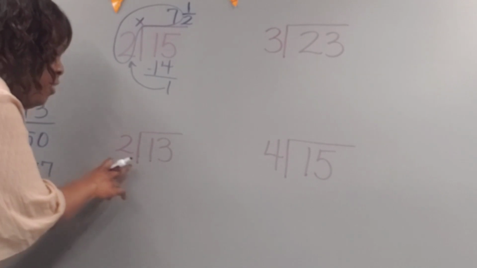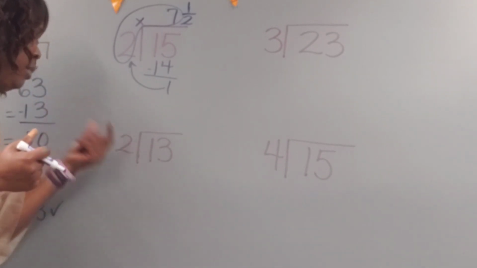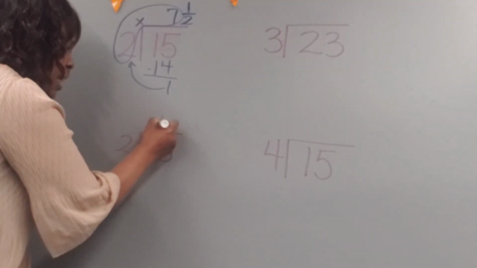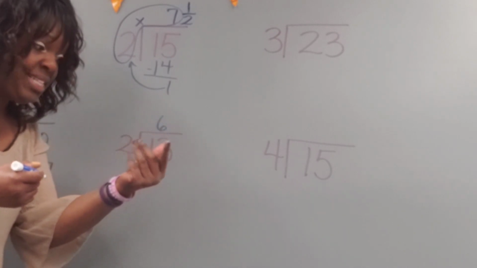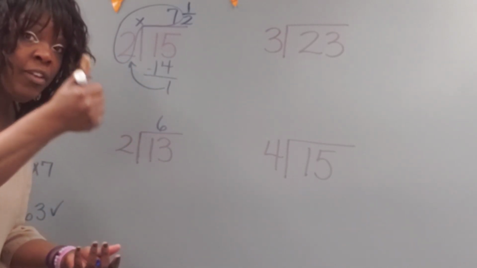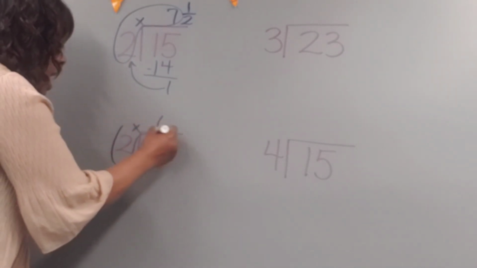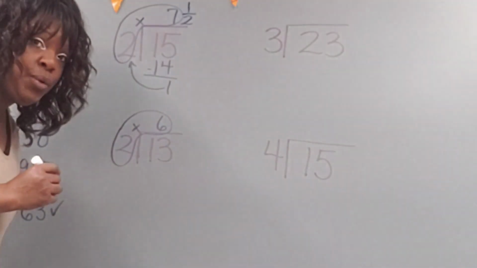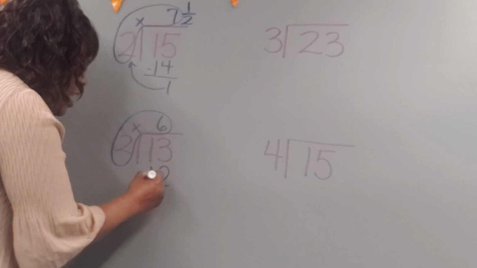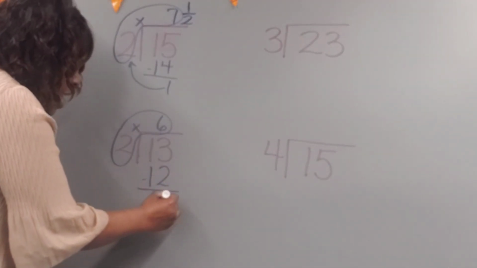Now we're going to look at 13 divided by 2. How many 2's are in 13? Well, hopefully you remember that would be 6, right? 2, 4, 6, 8, 10, 12, 14. Oh, 14's too big. So we have to go with 12. That is 6. After I write my answer, I multiply. 6 times 2 equals what? 12. Very good. So 13 minus 12 is 1.